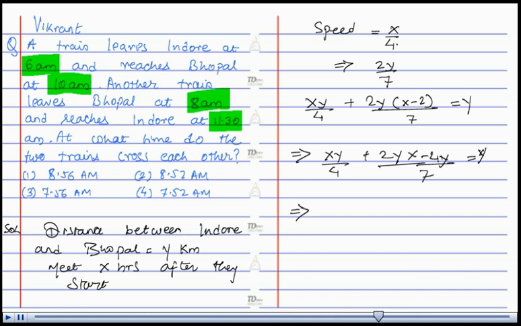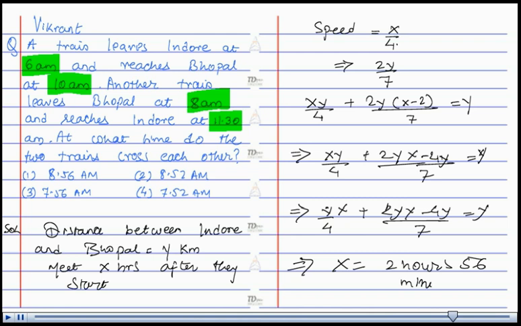So y and y cancel on both the sides and we get the equation as x by 4 plus 2x minus 4 upon 7 is equal to 1, or we can get the value of x is equal to 2 hours 56 minutes. That is, the two trains cross each other at 8:56 am. Therefore, answer is 1.